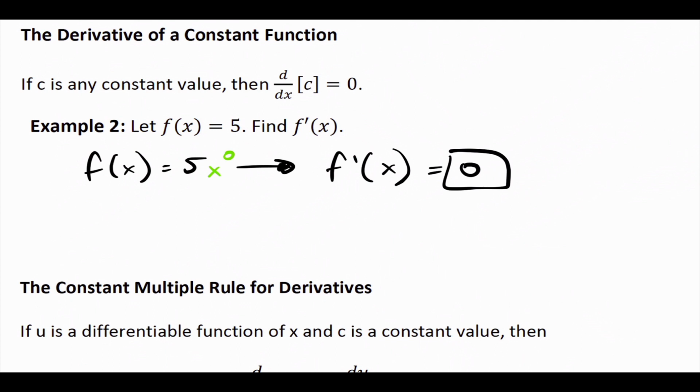Derivative of pi, 0. Derivative of 1/3, 0. Derivative of a million, 0. Anything without a variable, the derivative is 0. Okay?